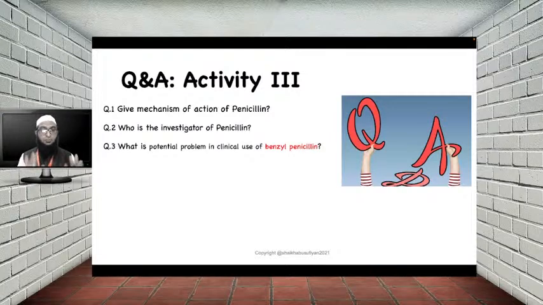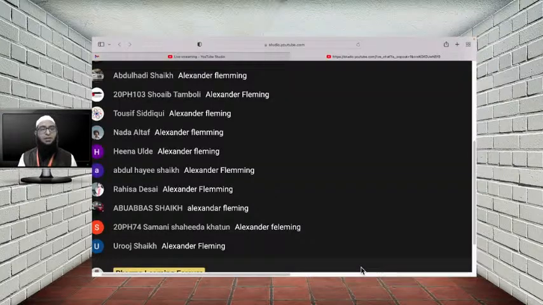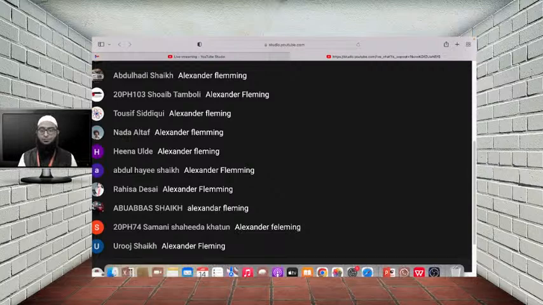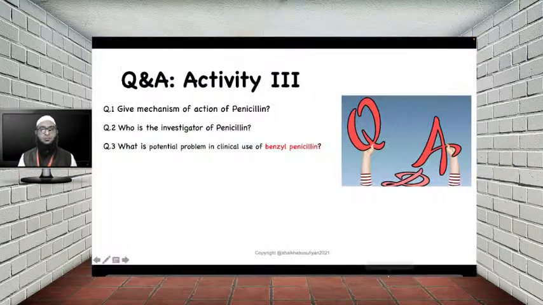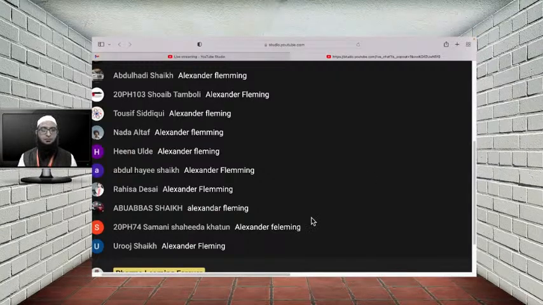My last question of this first part of the session: what is the potential problem in clinical use of penicillin? Yes. What is the main problem with the clinical use of penicillin? And I will give you a clue. It is something related to absorption of benzyl penicillin. Yes. The potential problem in the clinical use of benzyl penicillin. Once again, I am giving you a clue. It is something related to absorption of benzyl penicillin. Come on.